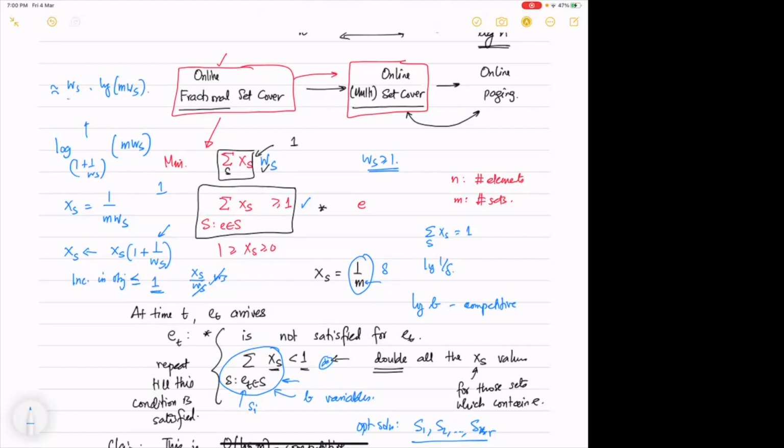So, I could have charged a set about WS times, because WS is what optimum pays for this set. But instead of getting a log M approximation, I get log of M times WS. Okay, which is not good. I really wanted a log M approximation.